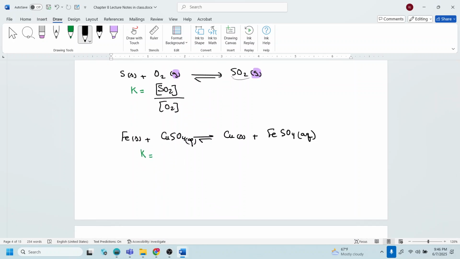For the equilibrium expression there, I'm going to skip the copper from the equation and the iron from the equation. So the only two components in this equation that are going to contribute to the equilibrium constant are the concentration of the FeSO4 to the concentration of the copper sulfate.